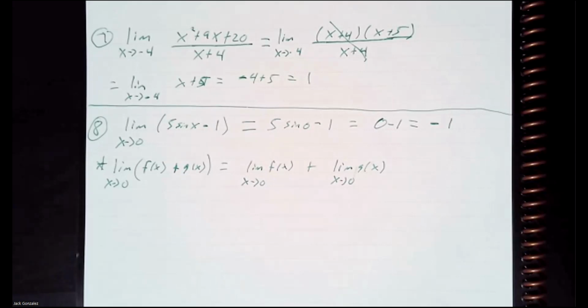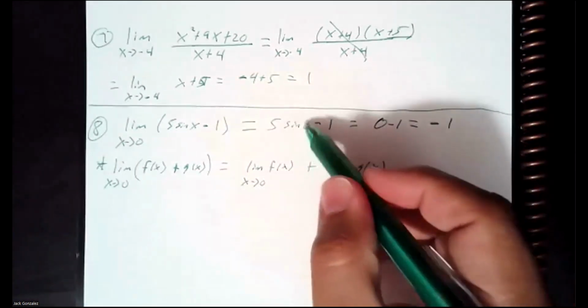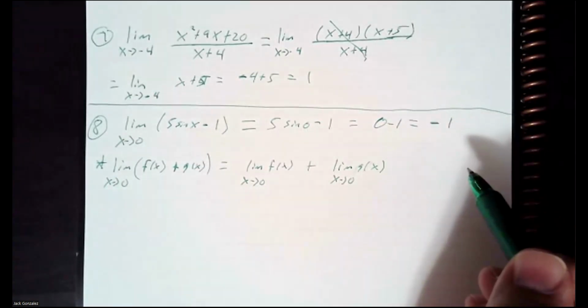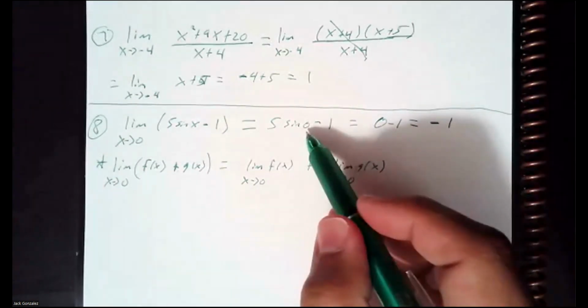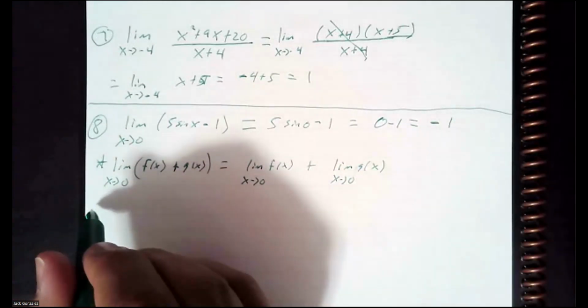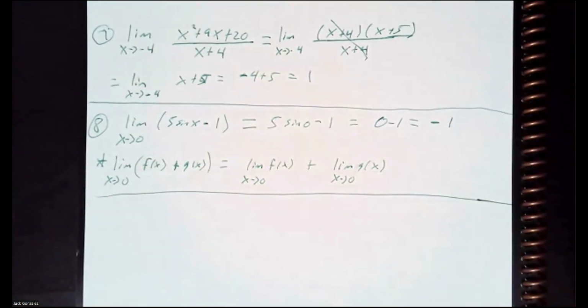Where did the 5 sine go? Oh, sine of 0 is equal to 0. So 0 times 5 is 0. Okay, I got it. Yeah, it's from the unit circle, right? Yeah. Any questions so far?